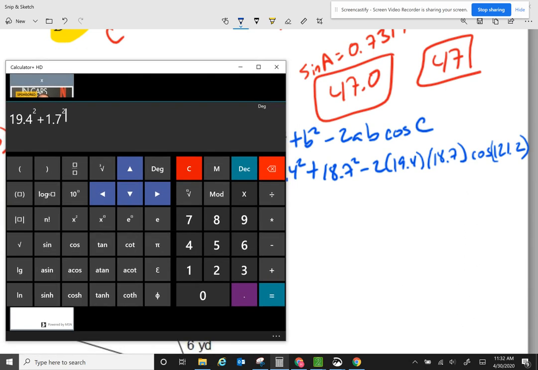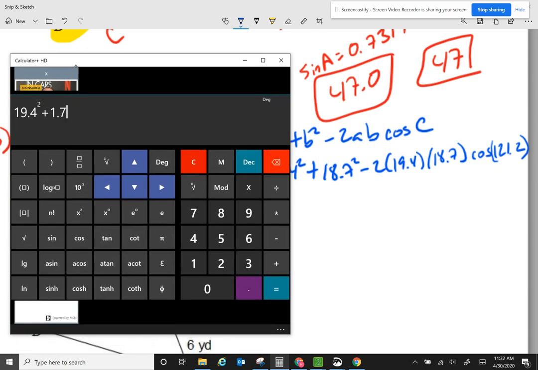My calculator just froze. So 18.7 squared minus 2 times 19.4 times 18.7 times cosine of 121.2. Just make sure that's what you have. Boom.